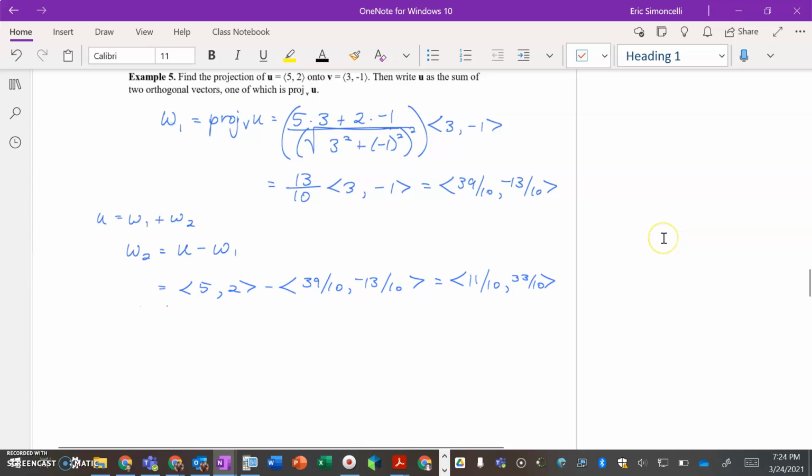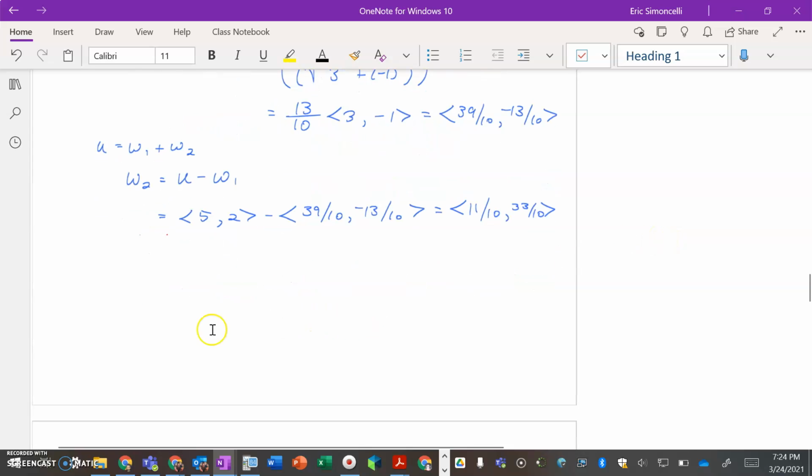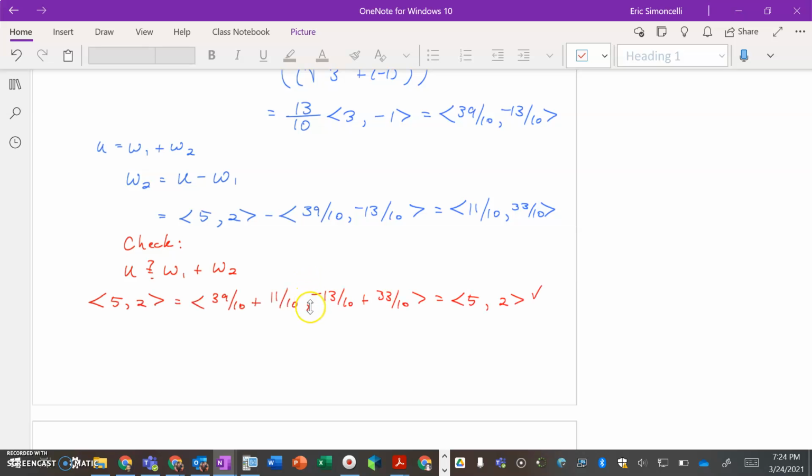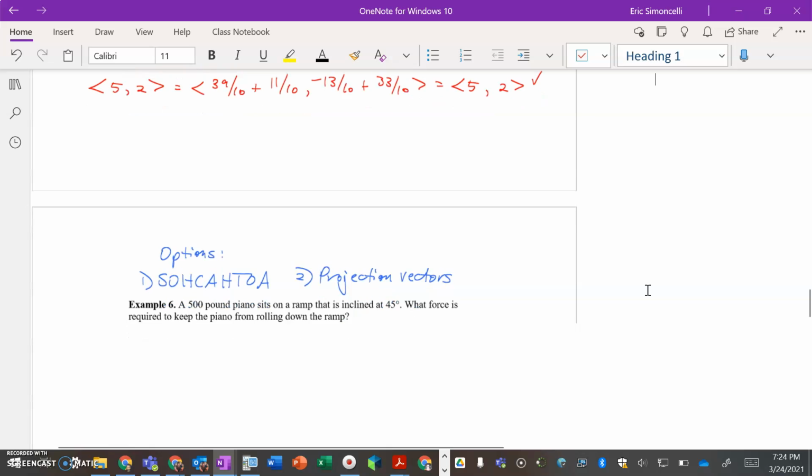Now, if we take the connections that we've made earlier and apply them here in context, if we were to check, in other words, if we were to say, is U equal to W1 plus W2? Well, let's see. <5, 2>, is that equal to W1 plus W2? Well, of course it should be, and you'll end up with that particular result. Okay, all right. So let's continue on to the next page.